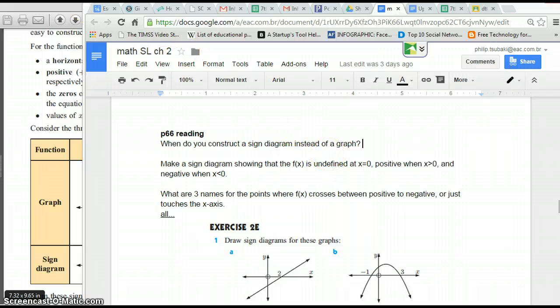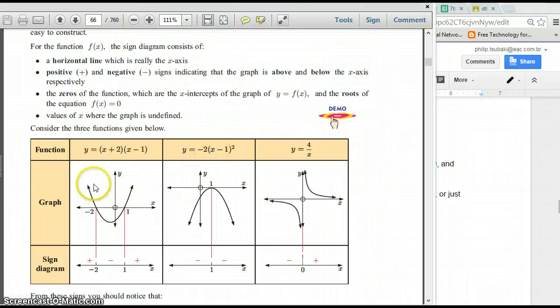Well, what's a sign diagram and what's a graph? This is a graph. You're all familiar with XY graphs. This is a sign diagram, which just looks like a number line with pluses and minuses labeled. You can see that when the parabola is positive, or above the x-axis, there's a plus here. When it's negative, or below the x-axis, it's negative here. And when it's above the x-axis again, it's positive. So that's how you figure out if it's plus or minus.